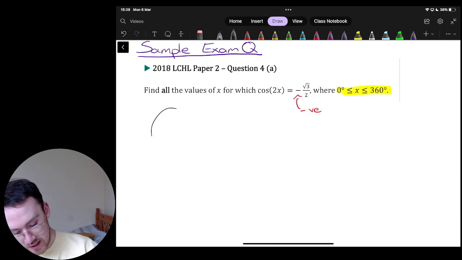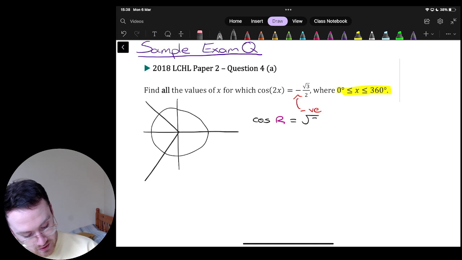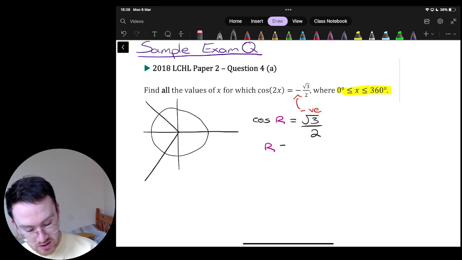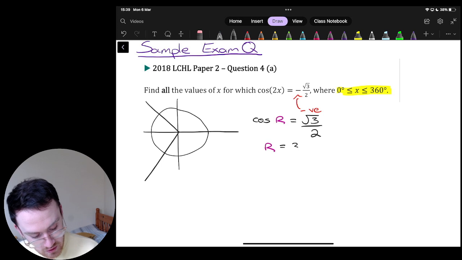So I'm going to be in the quadrants where cosine is negative, which is the second and third. Then we need to take our question and look for our reference angle. Again, we take the positive value, so root 3 over 2. We're working in degrees this time, so back to degrees on your calculator if you're following along. And cos inverse of root 3 over 2 gives me a value of 30 degrees.